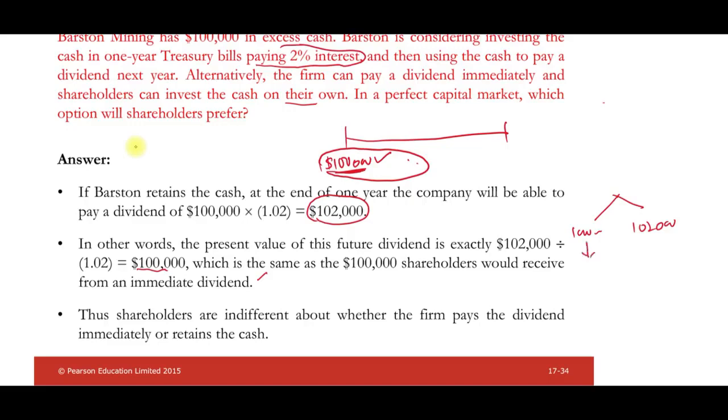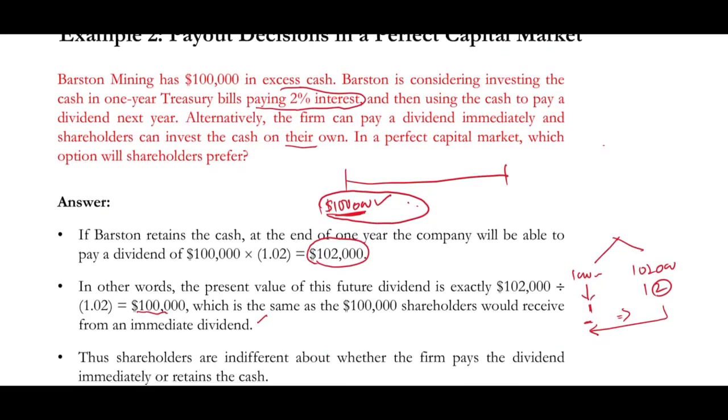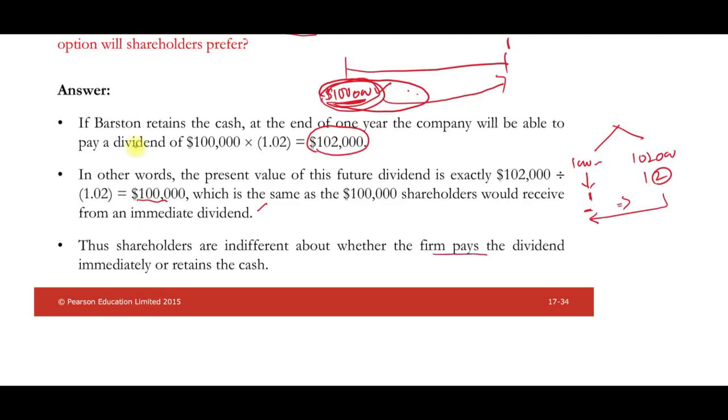Shareholders get less now, or in other words, they could receive more later, but now they are receiving 100,000. The extra 2% is actually due to the investment rate. So money today is actually equal to money tomorrow when we bring it to today. That's why the question on this slide helps you understand: whether the company pays a dividend now, or does not pay it and retains it, paying at the end of 1 year, it's the same thing. Thus the shareholders are indifferent about whether the firm pays the dividend immediately or retains the cash.